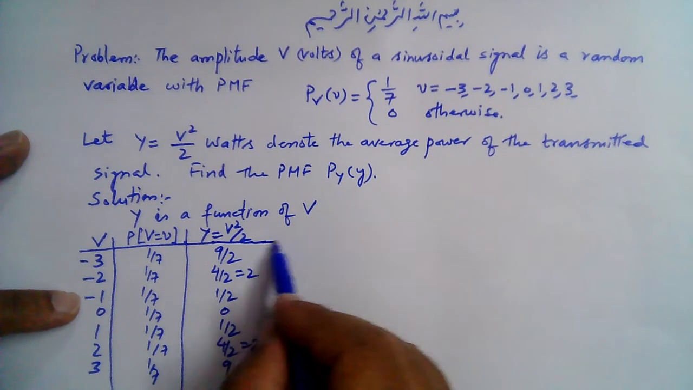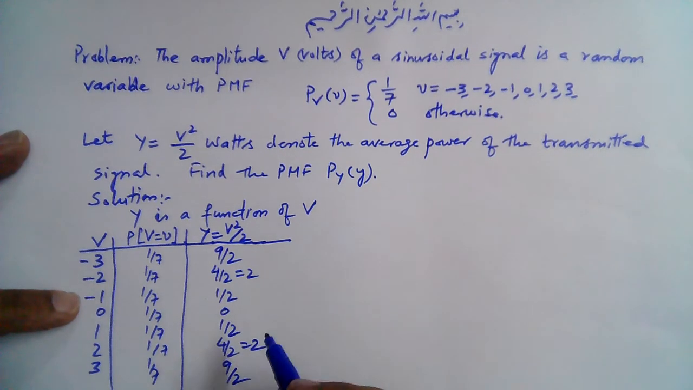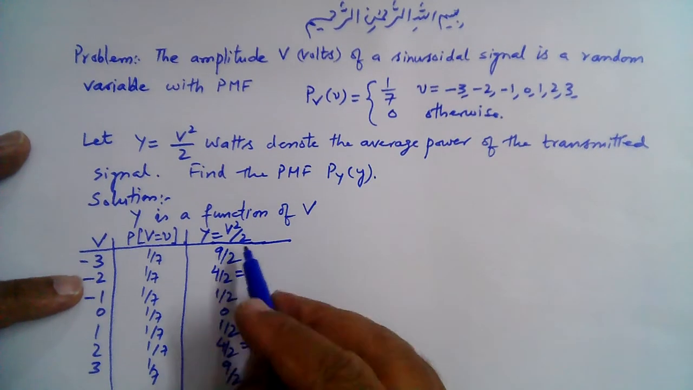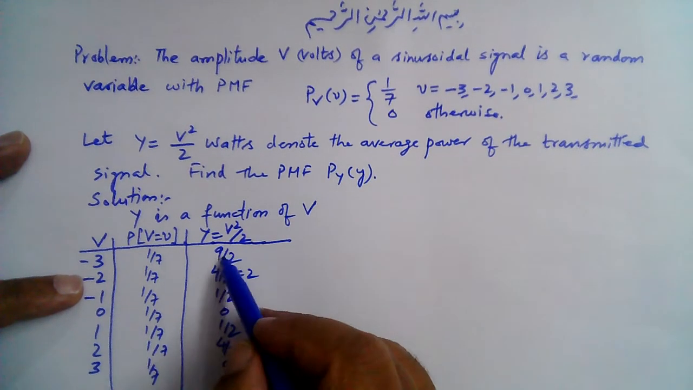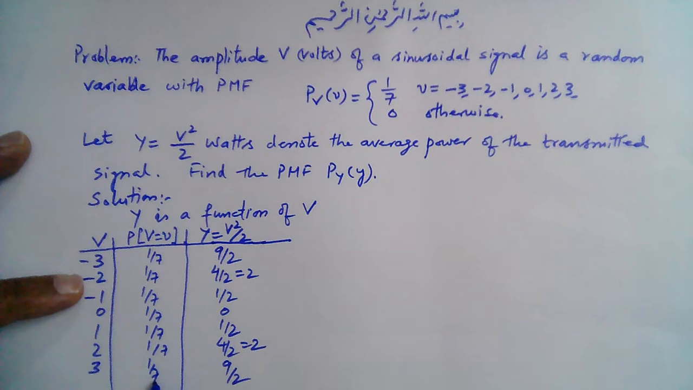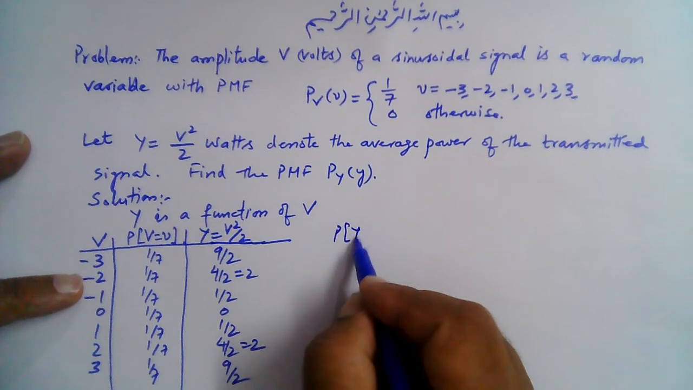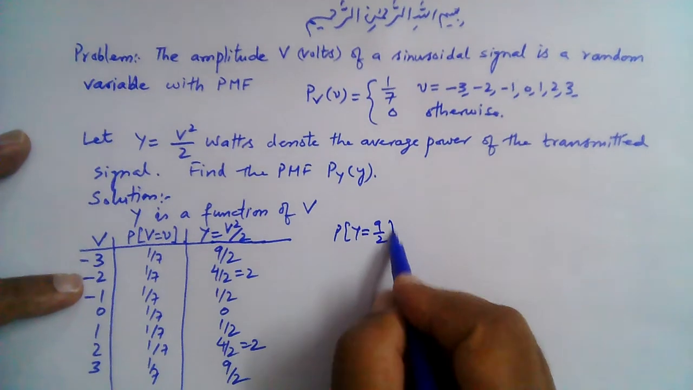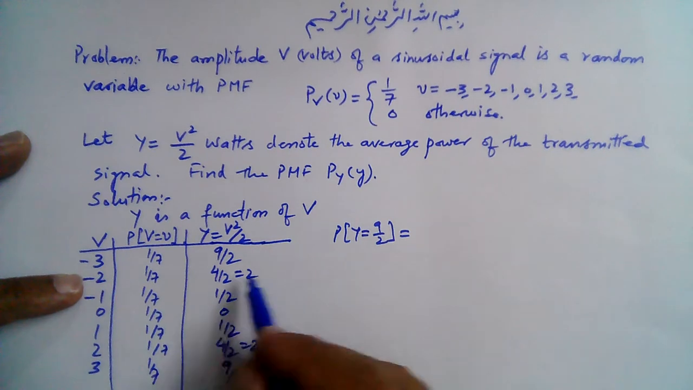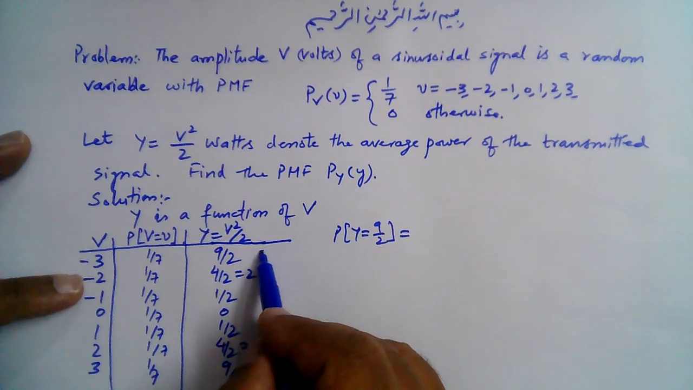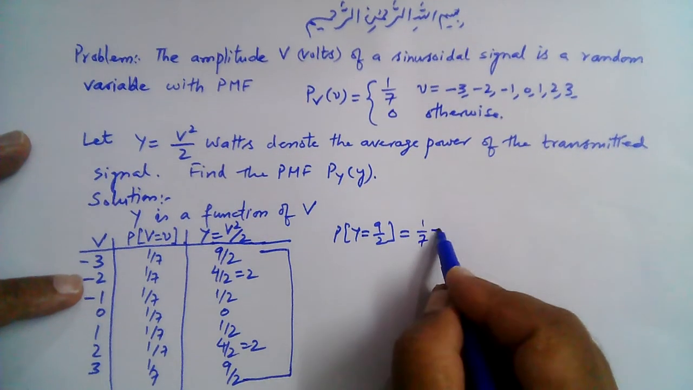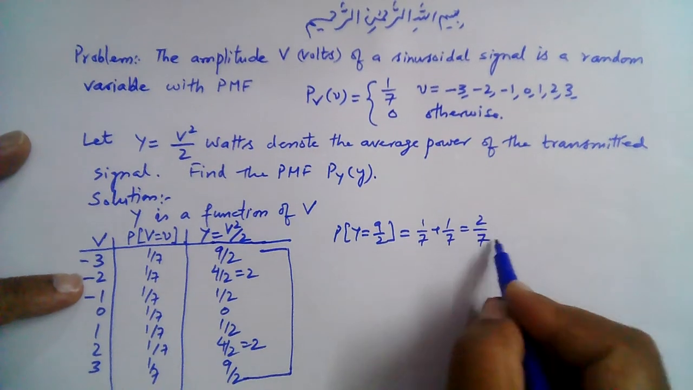So now we can also find the probabilities for Y. We see that Y is 9 over 2 here and here also. So here the probability is 1 over 7, and here again the probability is 1 over 7. So the probability that Y is equal to 9 over 2 is this probability 1 over 7 or this probability 1 over 7, so we need to add these probabilities together. 1 over 7 plus 1 over 7, that is 2 over 7.